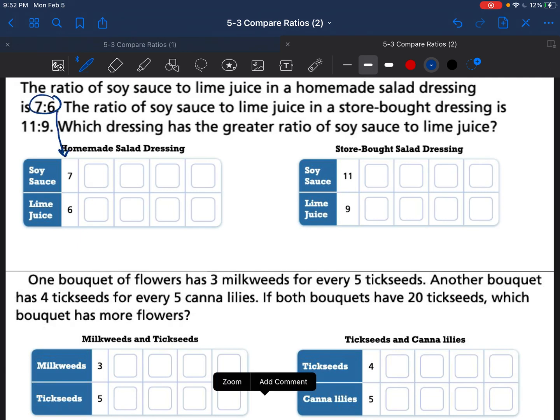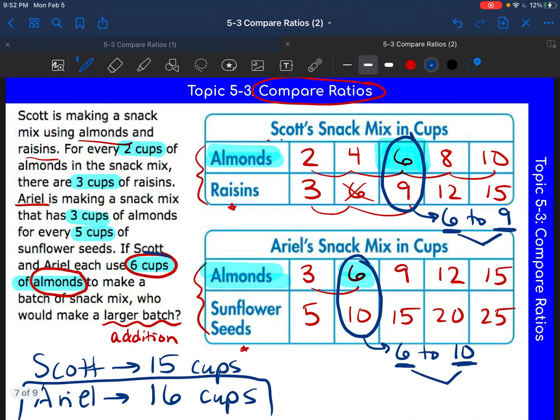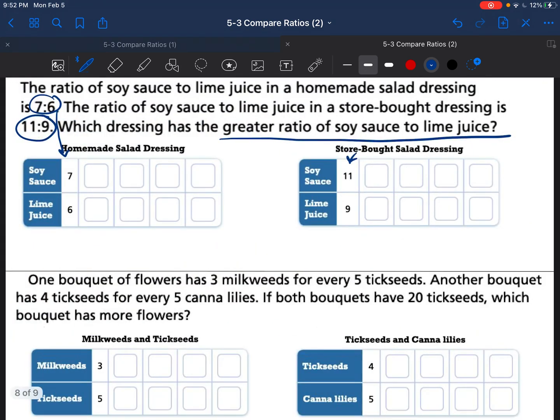to 6. And they actually already write that ratio first, which is nice. And then the ratio of soy sauce to lime juice in store-bought dressing is 11 to 9. So again, they wrote that ratio 11 to 9. They want to know who has the greater ratio of soy sauce to lime juice. So in this problem, it doesn't say, like when they use 6 cups, it doesn't say when there are 10 ounces of soy sauce, how much lime juice. We just need to find that common number.